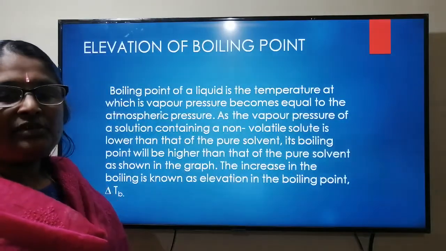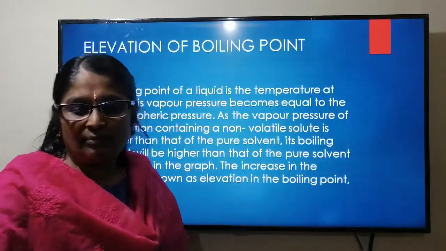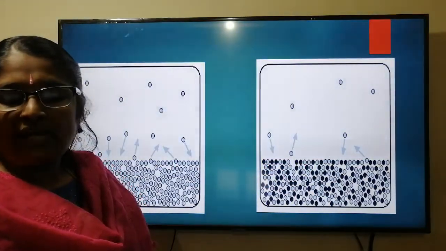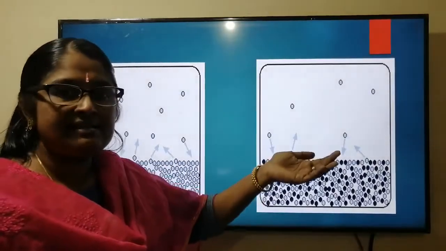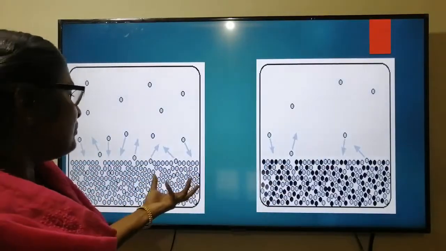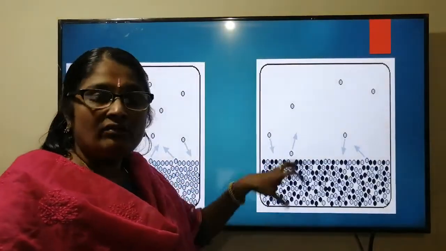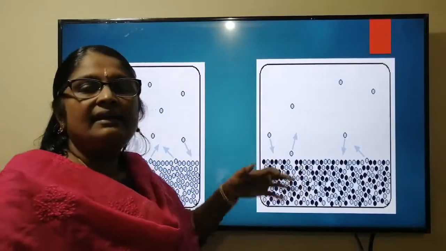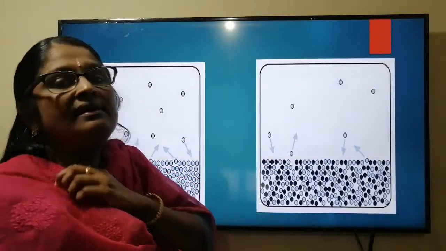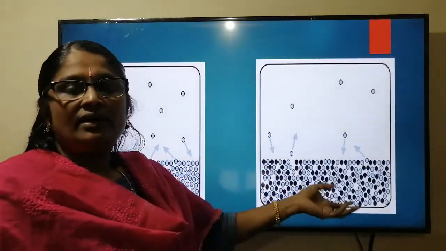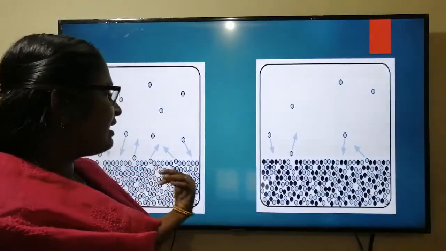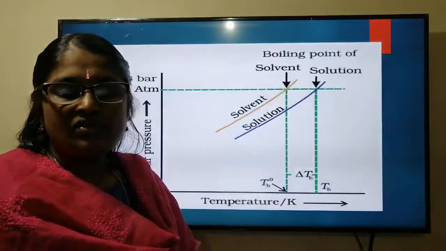So the next colligative property is elevation of boiling point. Before that, we shall discuss what is meant by boiling point. Elevation means increase, isn't it? So how does this increase in boiling point happen? When you add a non-volatile solute to a pure solvent, the boiling point is elevated. For example, pure water has a boiling point of 100 degrees Celsius. If you add salt or sugar, its boiling point increases. Why? That is, a salt solution has a higher boiling point than pure water. So what is the reason?